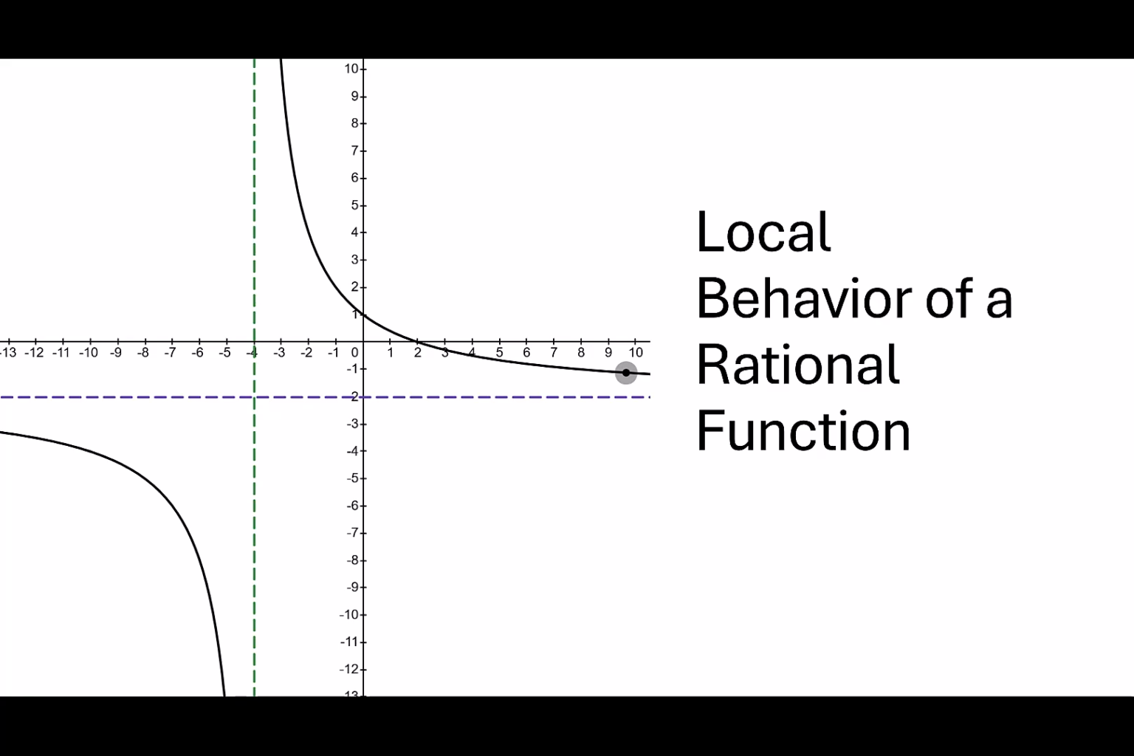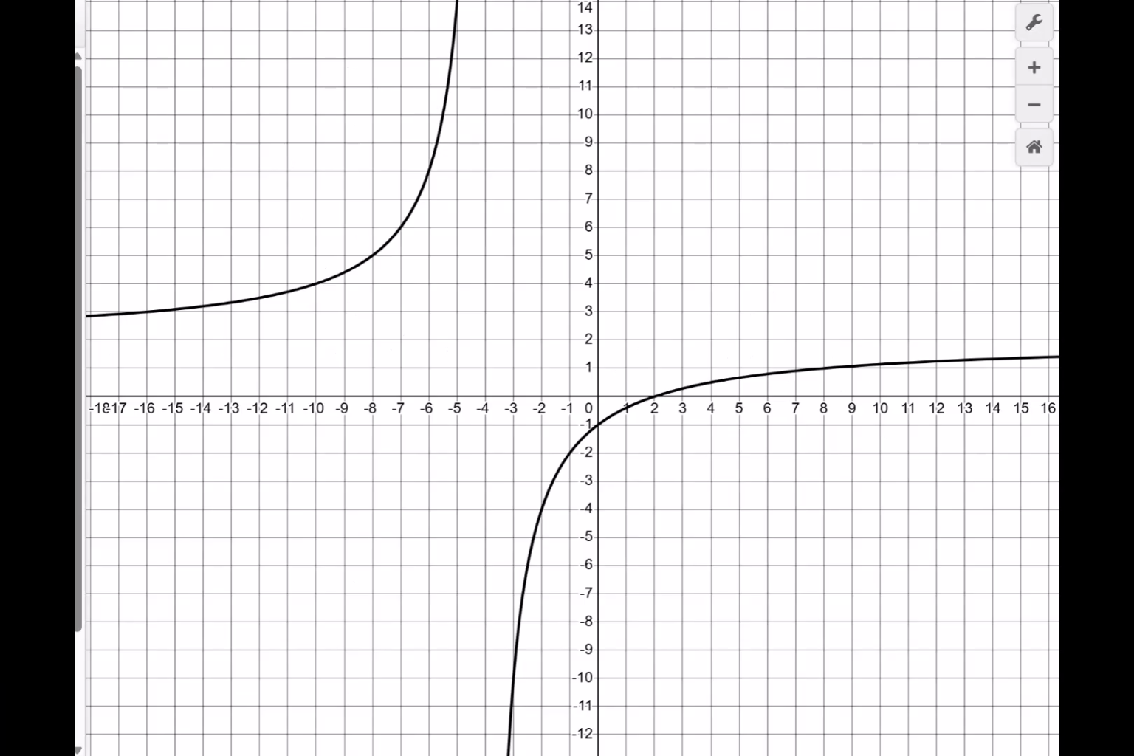Everybody, in this video we're going to look at local behavior of a rational function. Notice that the graph has two pieces. I first want to start by looking at where the function looks like it splits in two. For this function, it looks like it splits at the line x equals -4, which would be a vertical asymptote.